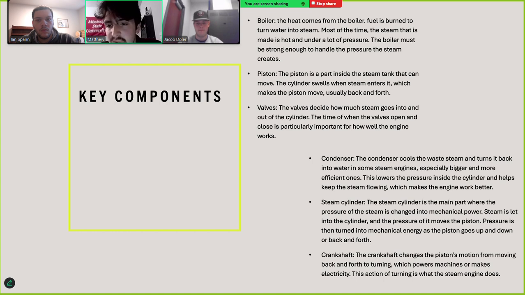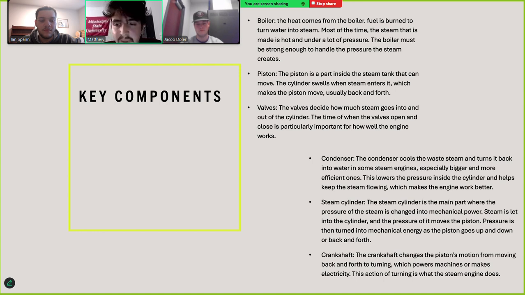The condenser cools the waste steam and turns it back into water. In some steam engines, especially bigger and more efficient ones, this lowers the pressure inside the cylinder and helps keep the steam flowing, which makes the engine work better.